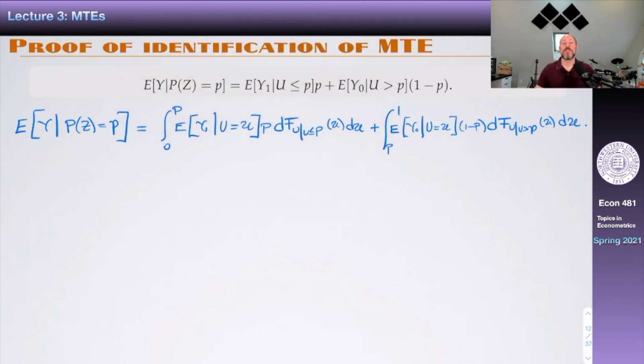Okay. So now remember, U is uniform. So the density of a uniformly distributed random variable in 0, 1, conditional on U being less than or equal to P, is very easy. It's just 1 over P times du. And the density for U greater than P is also very easy. It's 1 over 1 minus P du. And then guess what? The P and the 1 minus P cancel out. So is this beautiful?